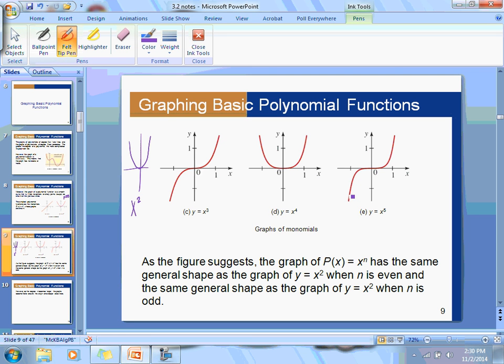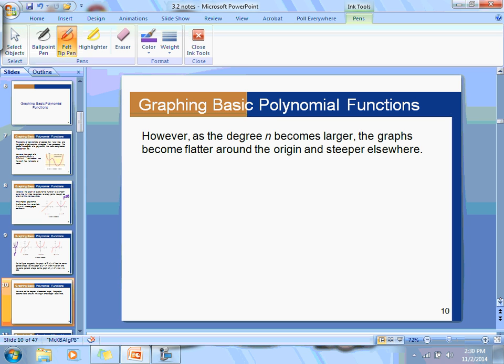And then anything with an even degree is going to repeat this parabolic shape to it. And anything with an odd degree is going to repeat this bump type of shape to it. Okay, so that's what the note says down here. Now, as we get larger degrees of a polynomial, that area around the origin is going to become flattened out and the graph's going to be steeper at the ends.